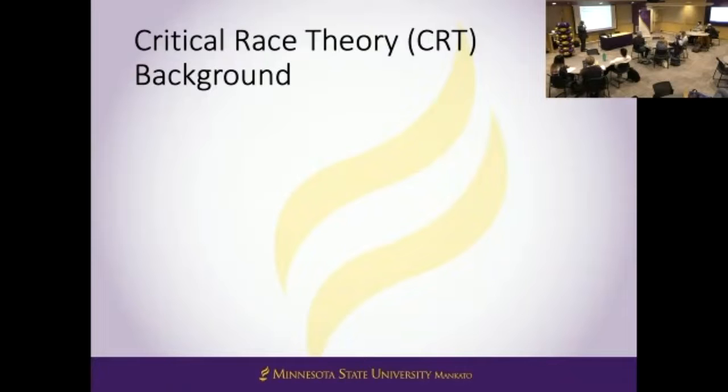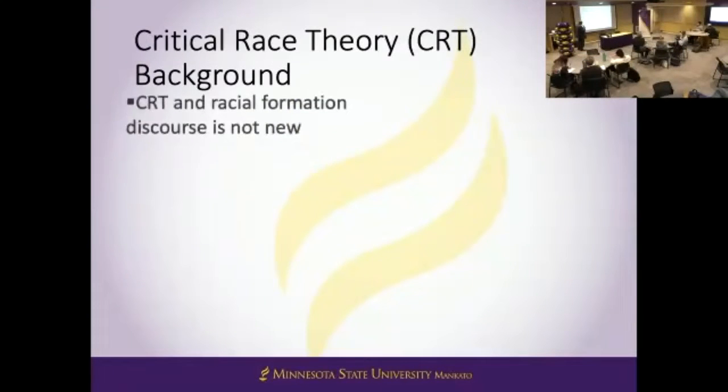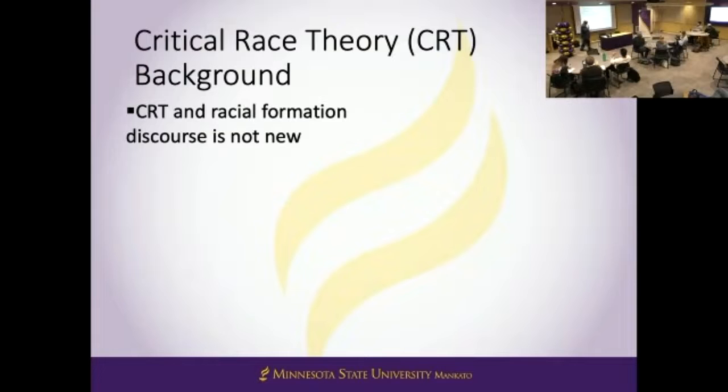All right, so while I'm hesitant to give a whole explanation of critical race theory, I do think it's important to give people some idea of some of the foundations for this framework and for the theory. So I'll touch upon some things really briefly. To start with, I will say this: critical race theory is not new.